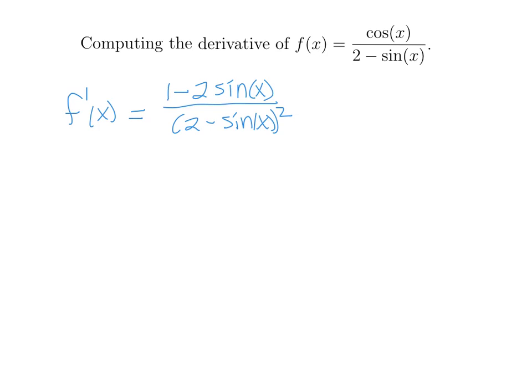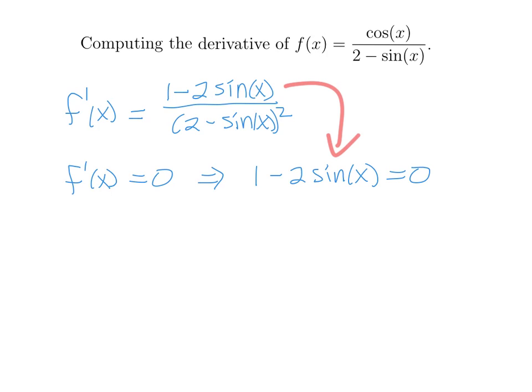To find the critical points, we want to know where this derivative equals 0. If the derivative equals 0, then the top has got to be equal to 0, and that occurs when sine x equals a half. When does sine equal a half?